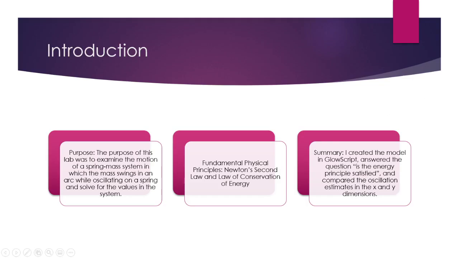So, the purpose of this lab was to examine the motion of a spring mass system in which the mass swings in an arc while oscillating on a spring, and to solve for the values in the system. The fundamental physical principles in this lab were Newton's second law and the law of conservation of energy. A summary of the lab is: I created the model in GlowScript, I answered the question, is the energy principle satisfied, and compared the oscillation estimates in the x and y dimensions.